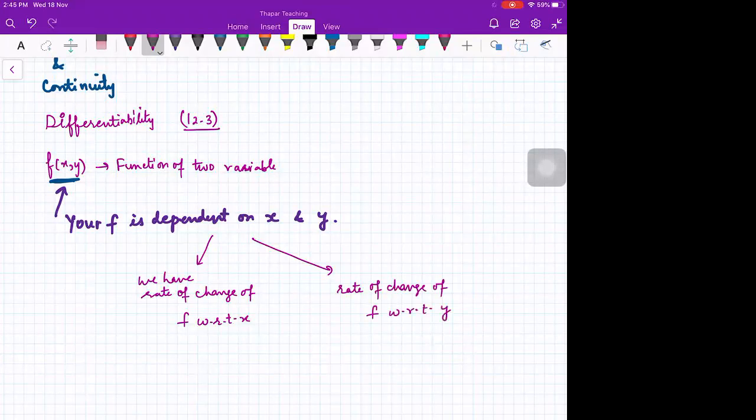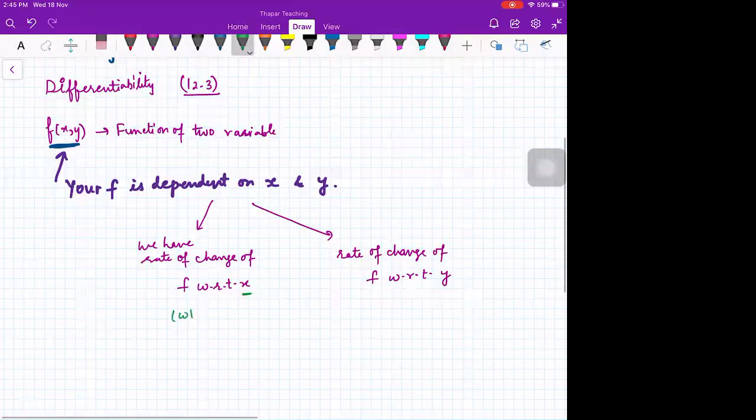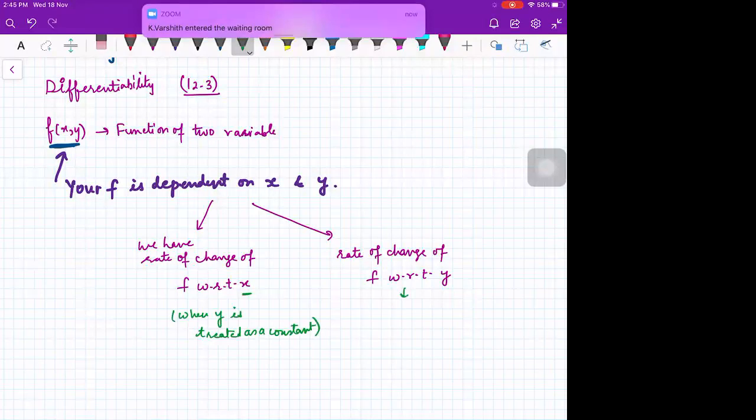Now, what do we mean by with respect to x? It means that y is treated as a constant. And what do we mean by rate of change with respect to y? It means x is treated as a constant.